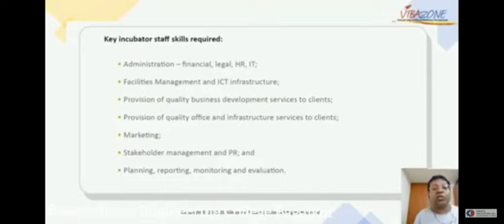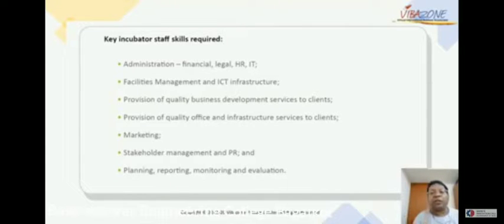You need to ensure that the quality of business development service you provide to your clients, meaning your startups, has to be good. So you've got to have a good set of people who know how to do business development. They can be from outside. You can hire them when you need. You need to have quality office infrastructure service, which you already spoke about. You need to be able to teach them or guide them at least to do go-to-market. No point having a great product if it cannot be marketed. So it's very, very important for you to do that. And then you need to have someone who knows how to do stakeholder management. These are key staff skills.